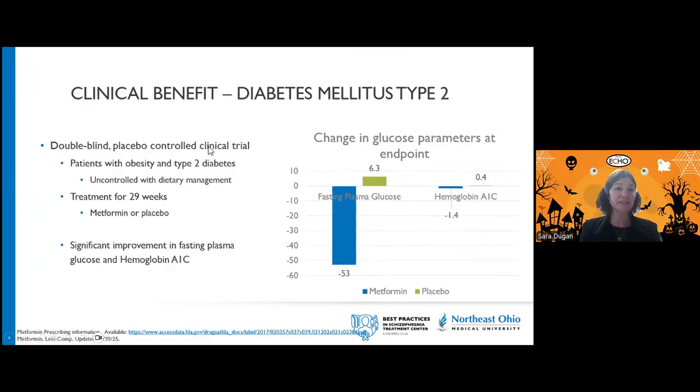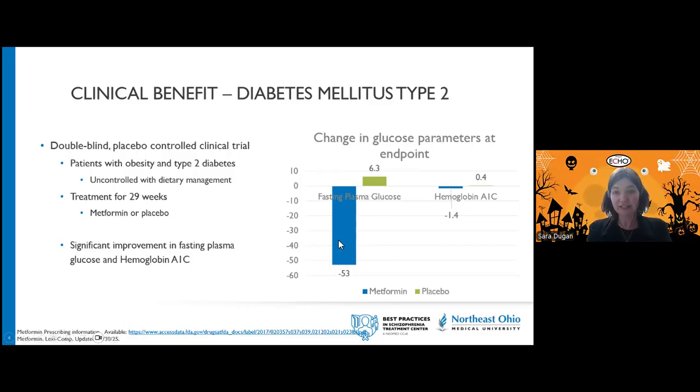So, a double-blind placebo-controlled trial, patients who had obesity and type 2 diabetes that couldn't control their sugar levels with just dietary management. They were randomized to metformin or placebo, and they took it for up to 29 weeks. They could be dose titrated. They could go up to 2,550 milligrams of metformin if they needed to. What they found was a significant improvement.